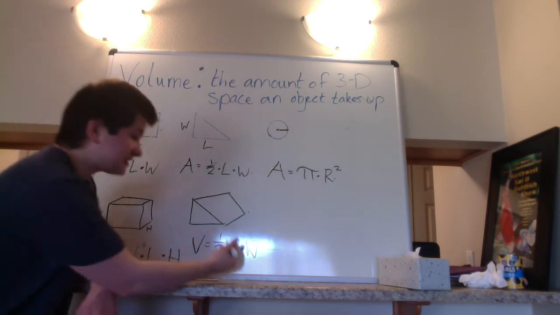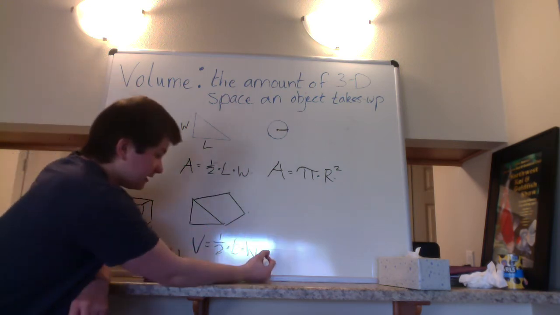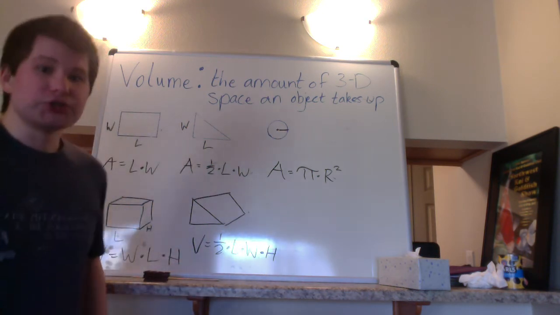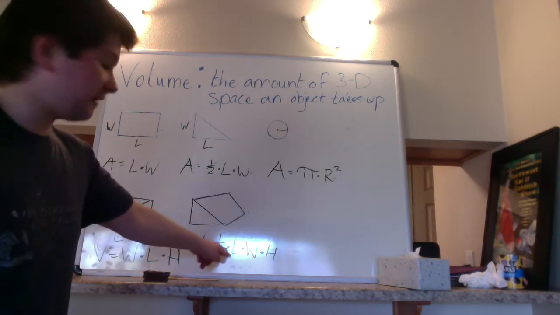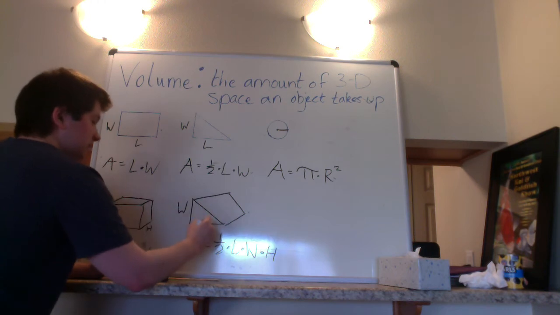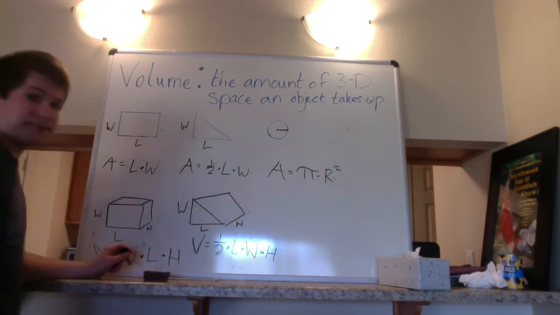So we did the exact same thing as what we did here. We take the area formula and we multiply it by its height. So now we have 1/2 times length times width times height. Here's your width, here's your length, here's your height.